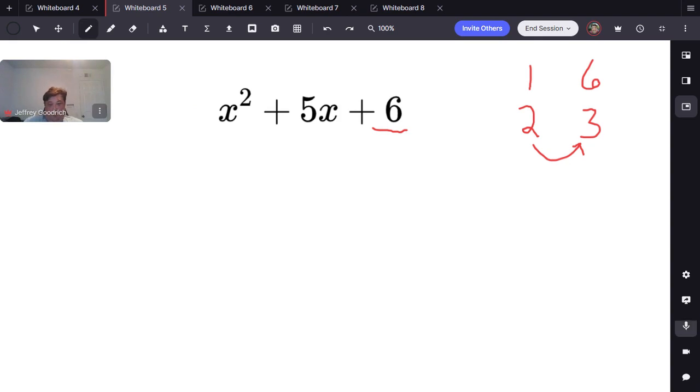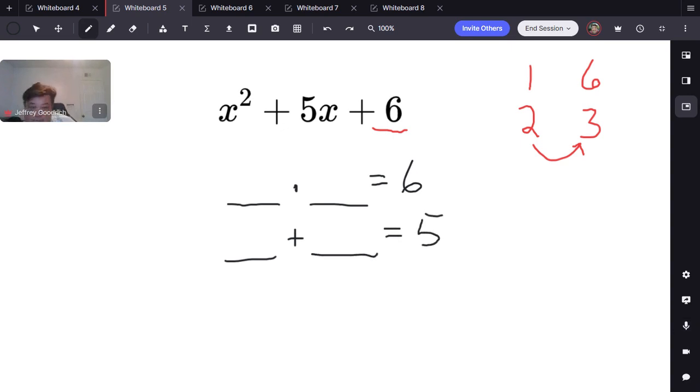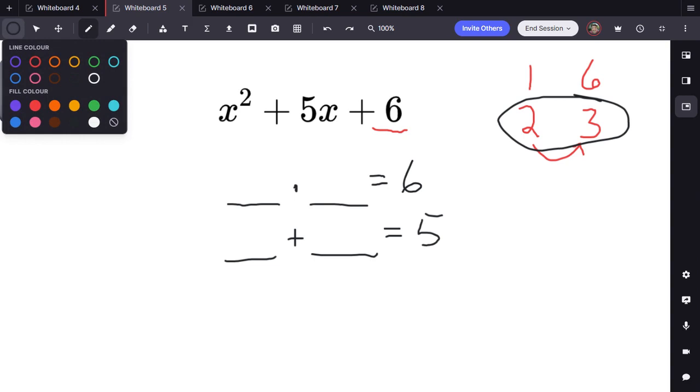Okay, so now we need two terms that are going to multiply to the last term of six, and add to the middle term, which is five. So we just look at our factors. It looks like 1 and 6 will multiply to 6, but 1 and 6 will not add to 5. What will add to 5 is the 2 and the 3. If we put 2, 3, that multiplies to 6, and 2 plus 3 adds to 5.